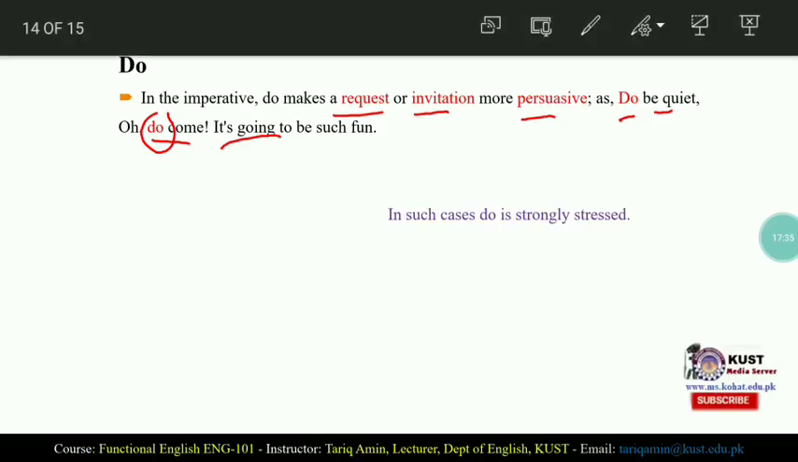In such cases, do is strongly stressed. It is necessary that in such use of the verb, the auxiliary verb do must be strongly stressed. You should say, oh, do come. So do should be strongly stressed.